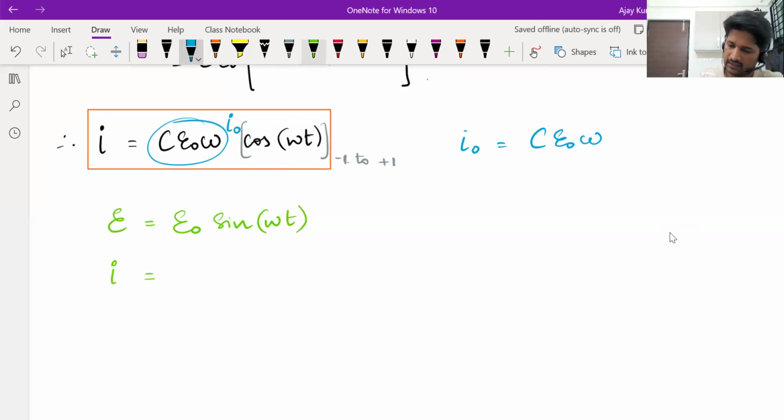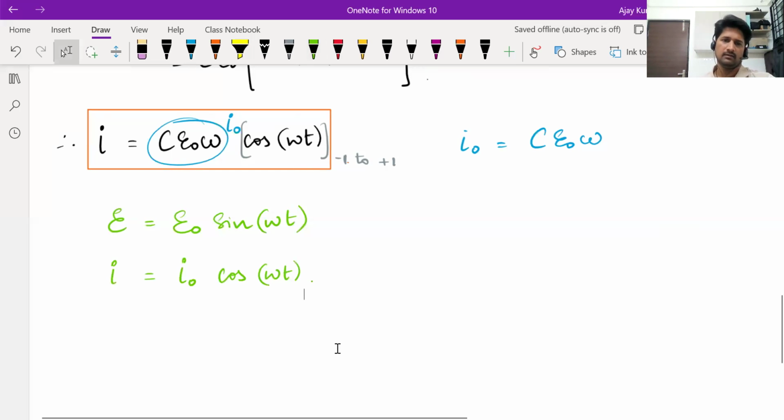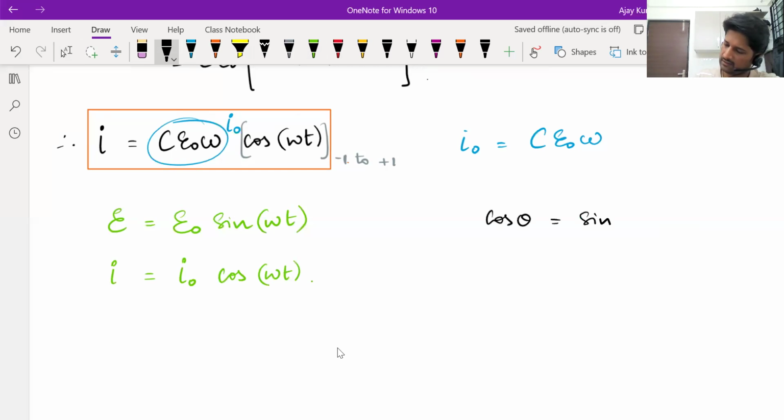Okay. Then you can write the current equation that we obtained as I naught cos omega t. Can one of you tell me how to convert cos to sine? Cos theta can be written as sine of what?